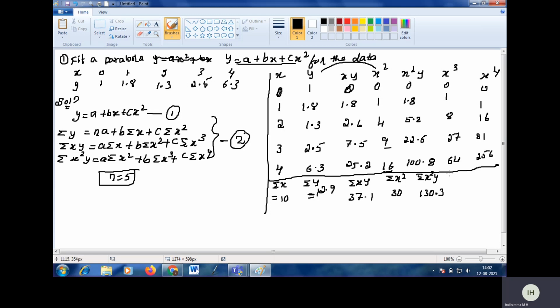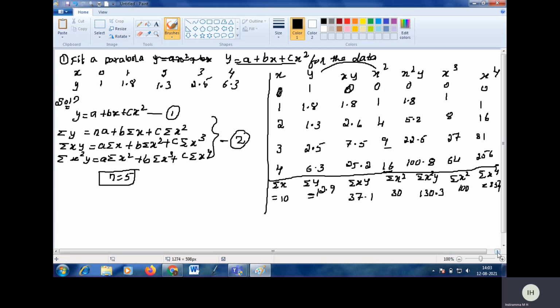Next summation of x cube. Summation of x cube is 64 plus 27 plus 8 plus 1, that is 100. Now add the last column values: 256 plus 81 plus 16 plus 1. You will get summation of x to the power of 4, which will be 354.